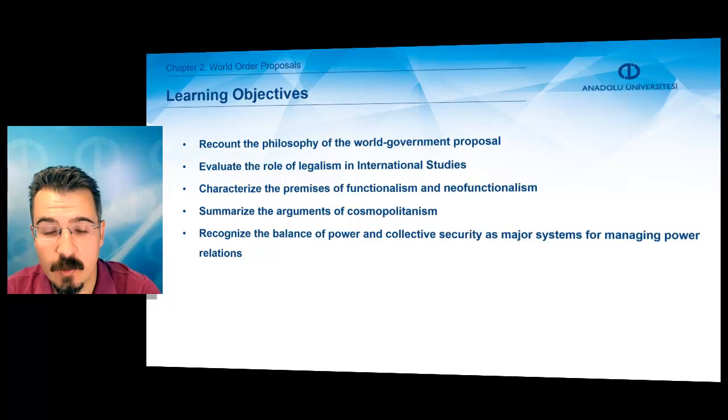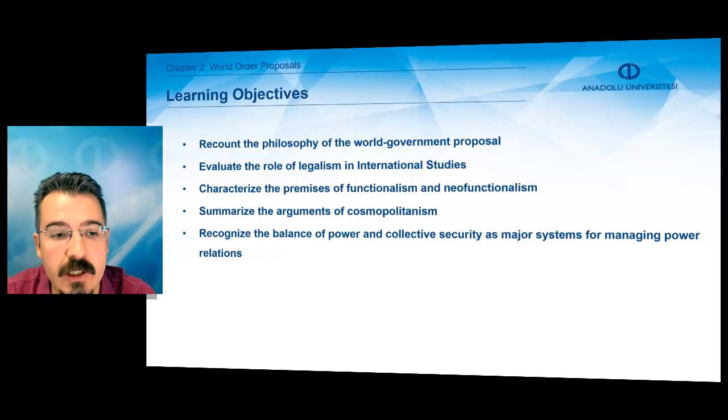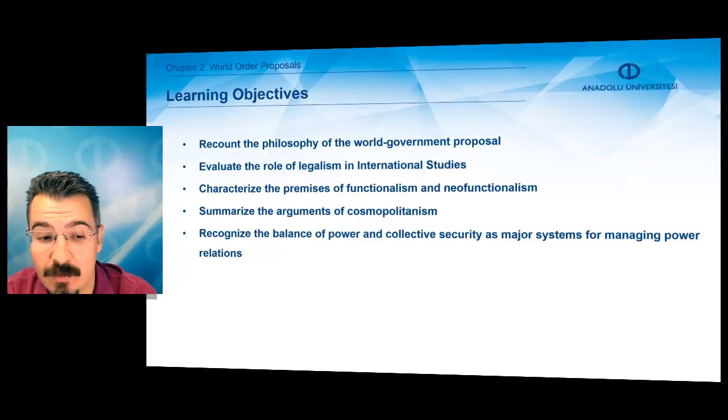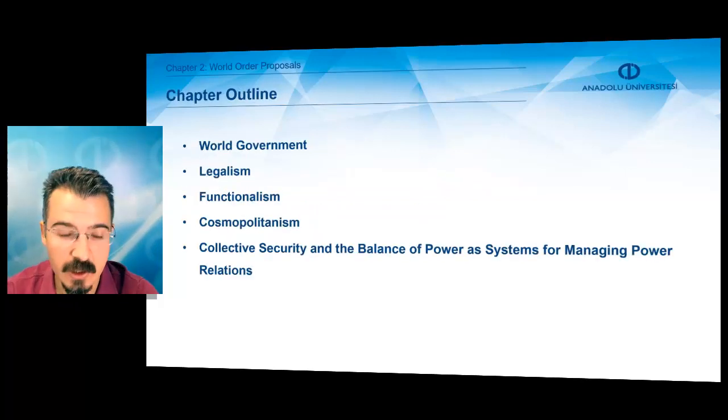Let's start with learning objectives. At the end of this chapter, you will be able to recount the philosophy of the world government proposal. You can evaluate the role of legalism in international studies. You can also criticize the premises of functionalism and neofunctionalism. You will be able to summarize the arguments of cosmopolitanism, and you can recognize the balance of power and collective security as major systems for managing power relations.